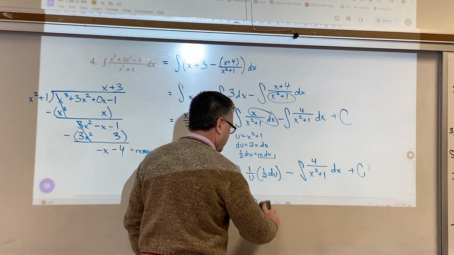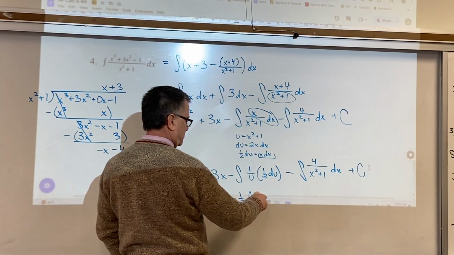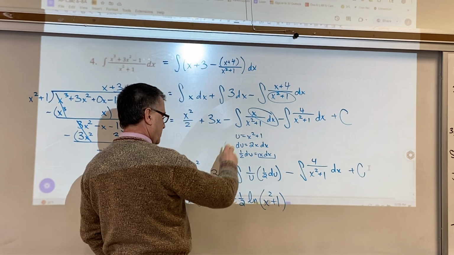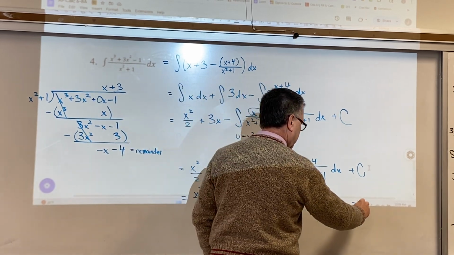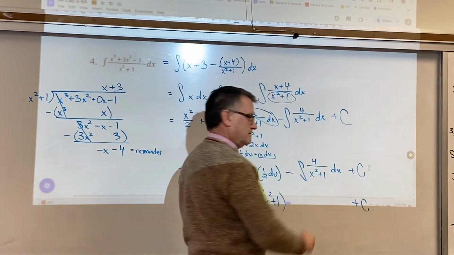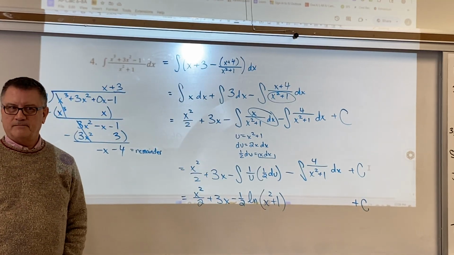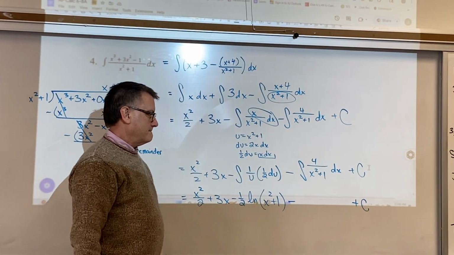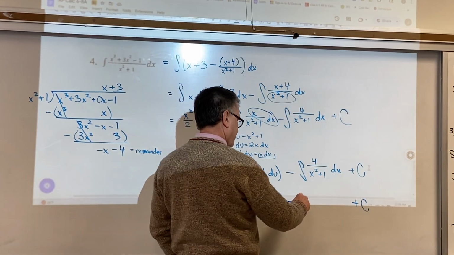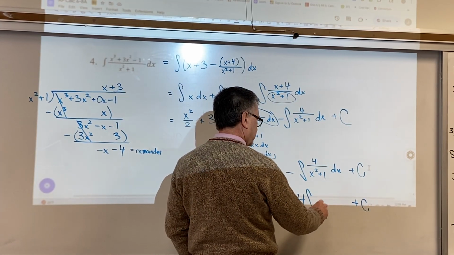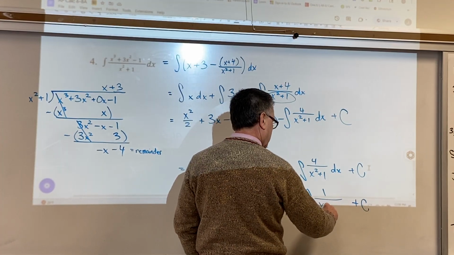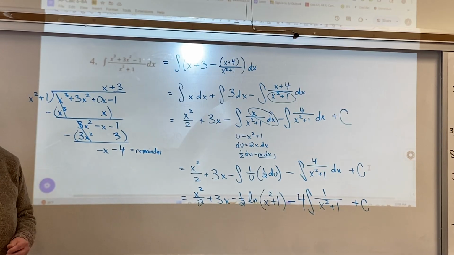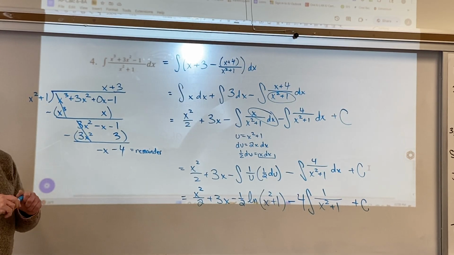We can go ahead and plug that in because u is x squared plus 1. Okay, we got that one, we got that one, we got the plus c at the end. The only thing we don't have is this one. You just take the 4 out, and by the rules, use tangent negative 1. What if I do that?